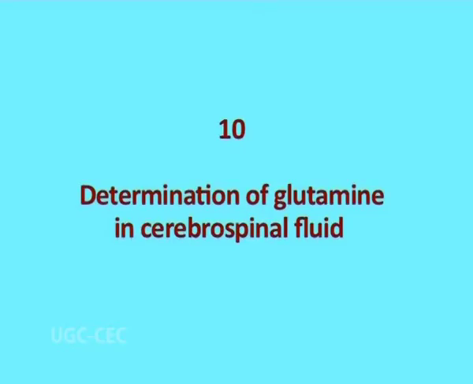Next we have determination of glutamine in cerebrospinal fluid. Glutamine in cerebrospinal fluid is normally between 6 to 14 mg per 100 ml. Values ranging from 16 to 31 mg per 100 ml are seen in cirrhosis, while hepatic coma may show values from 30 to 54 mg per 100 ml. So these are a few of the liver function tests which are available to us.